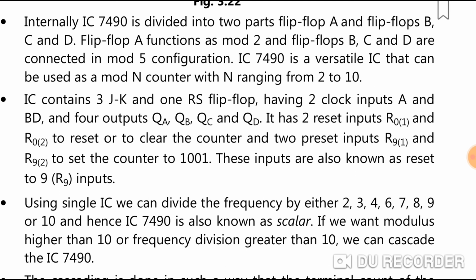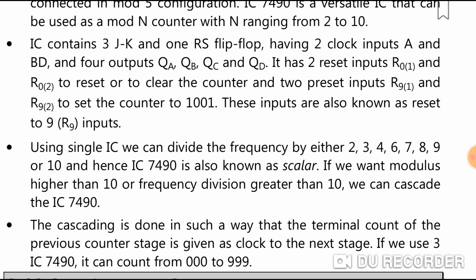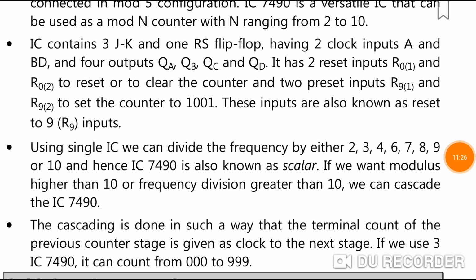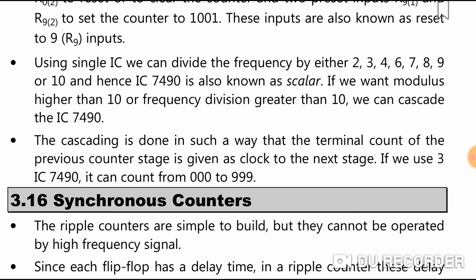IC 7490 is a versatile IC that can be used as a mod N counter with N ranging from 2 to 10. The IC contains 3 JK and 1 RS flip-flop having 2 clock inputs A and B, and 4 outputs QA, QB, QC, QD. It has 2 reset inputs R01 and R02 to reset or clear the counter, and 2 preset inputs R91 and R92 to set the counter to 1001. These inputs are also known as reset to 9 inputs.